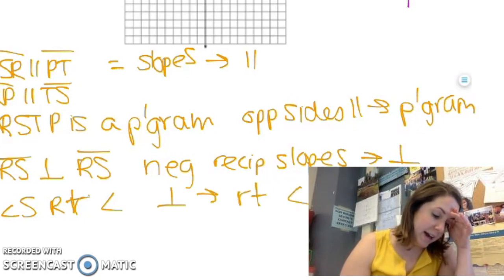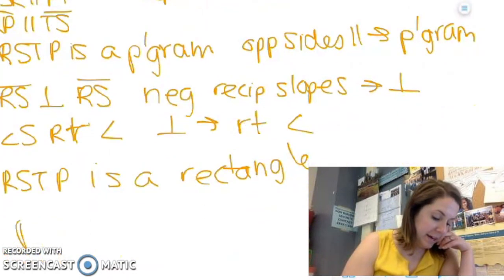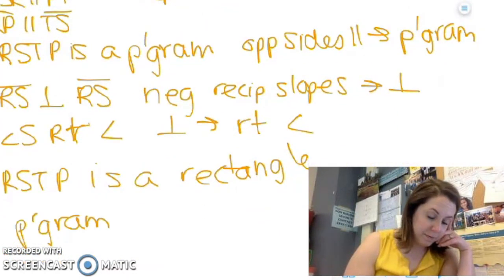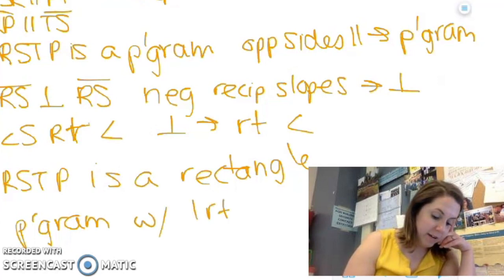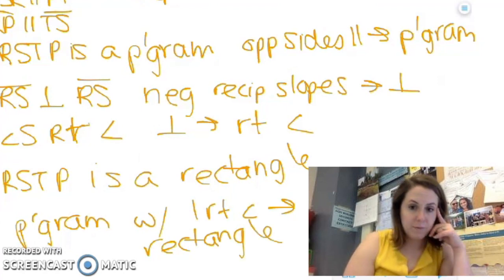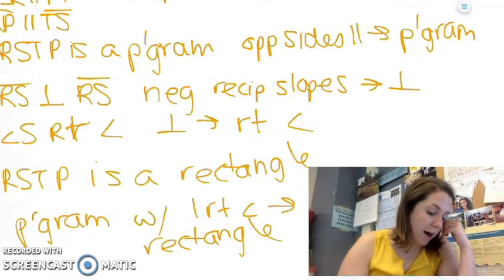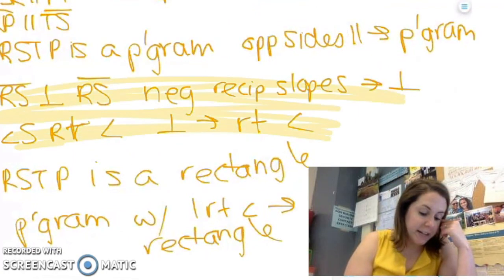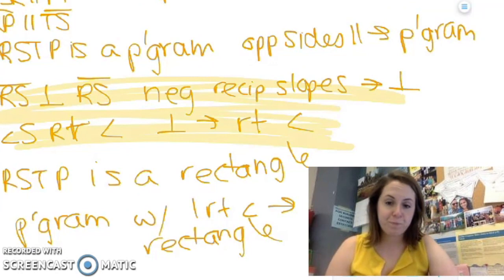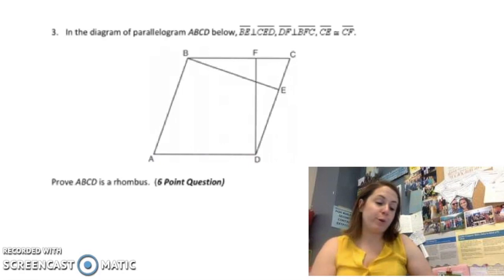And then I could say that that means RSTP is a rectangle because a p-gram with one right angle implies rectangle. Okay, cool. And you wouldn't need to show all of this explanation again because you had already done this above, right? I just had erased it. Okay, so let's go to our last two questions, which are both proofs.